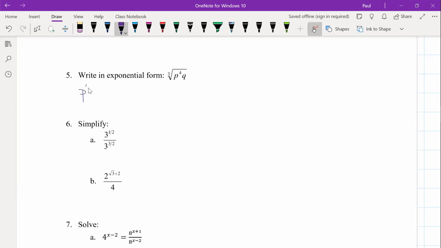P to the 4 of the 3rd power times, yeah, just that. Since this is multiplication, not addition, I can distribute. And when I do, I get, what do I get over? Oh, P to the 4/3 power times Q to the 1/3. Yes. That's a funny looking exponent when you see it. Does it look like an exponent?